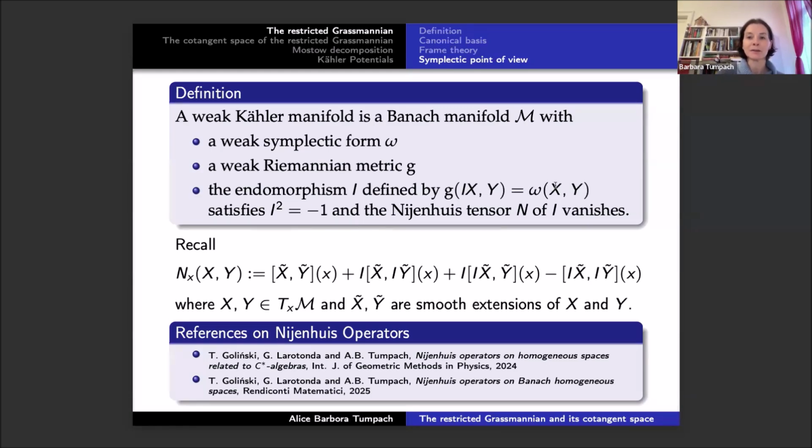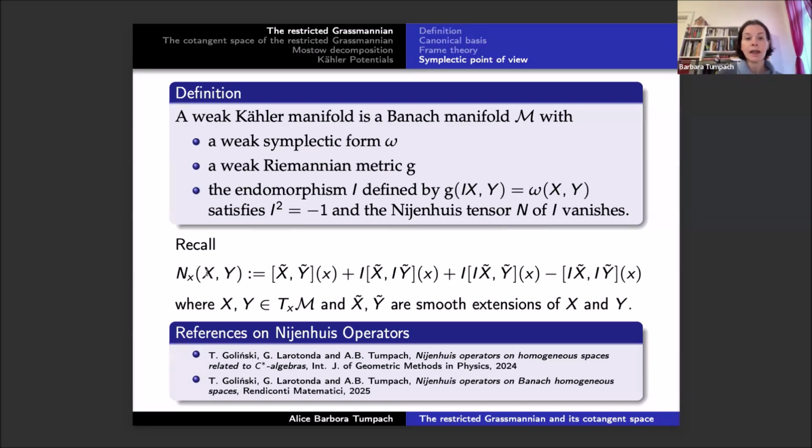The symplectic form applied to x and y is of this form, with an operator A, which squares to -1. So it's an almost complex structure in this sense, and it's such that the Nijenhuis tensor of this almost complex structure vanishes. So this means that it's a formally integrable complex structure.